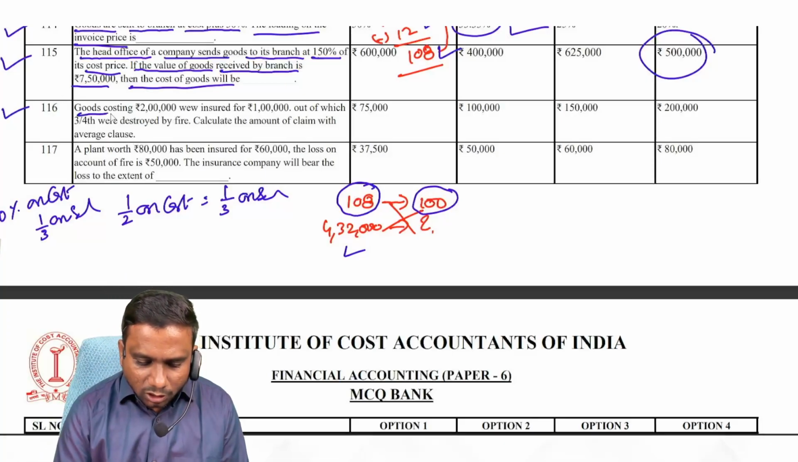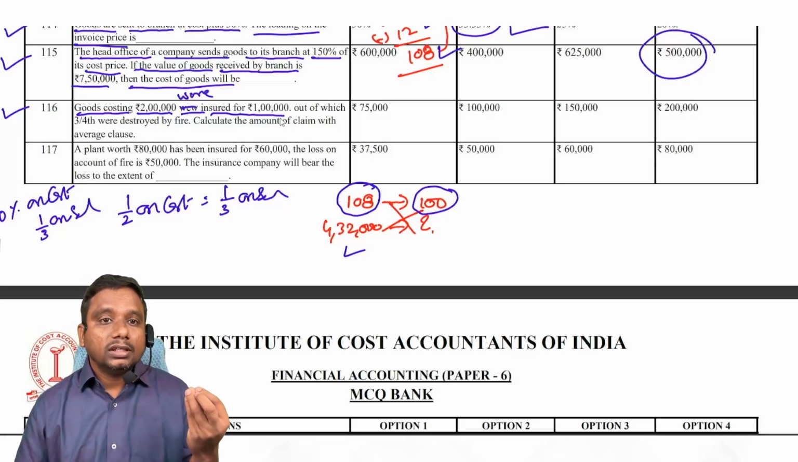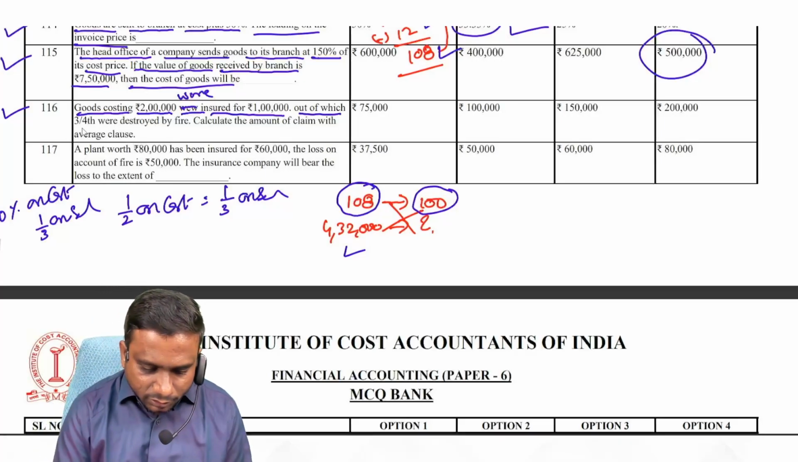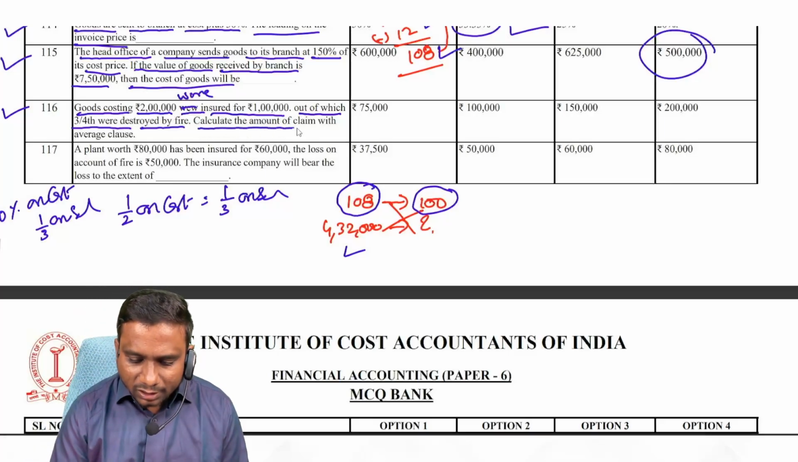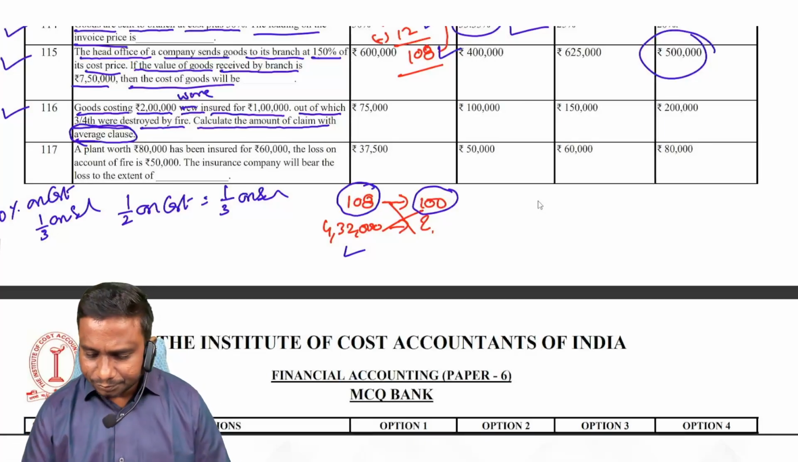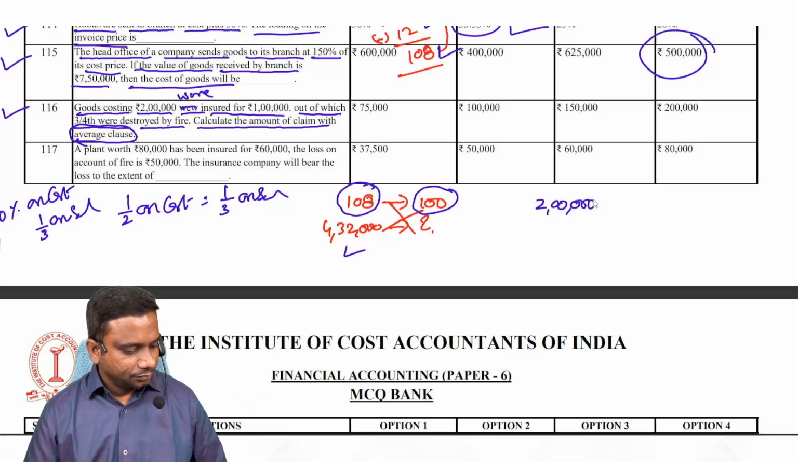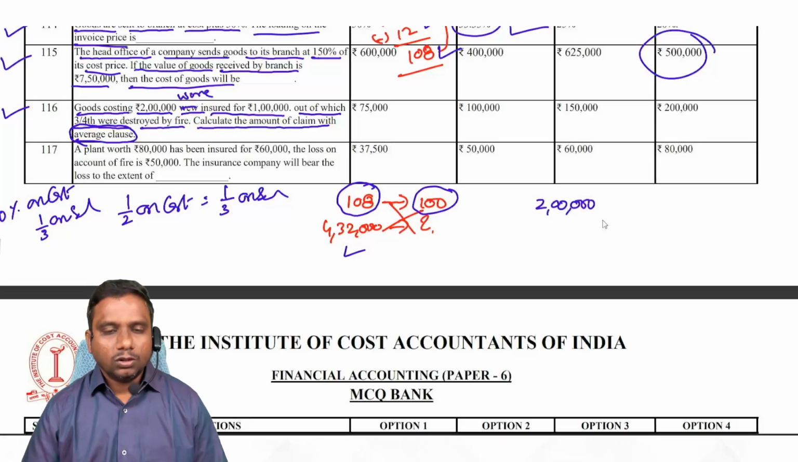Next question, 16. Goods costing 2 lakhs were insured for 1 lakh only. Out of which 3/4 were destroyed by fire. Calculate amount of claim with average clause. Observe students, we have 2 lakhs worth of goods. Out of that, 3/4 were destroyed. 3/4 of 2 lakhs means 1,50,000 worth of goods were lost.